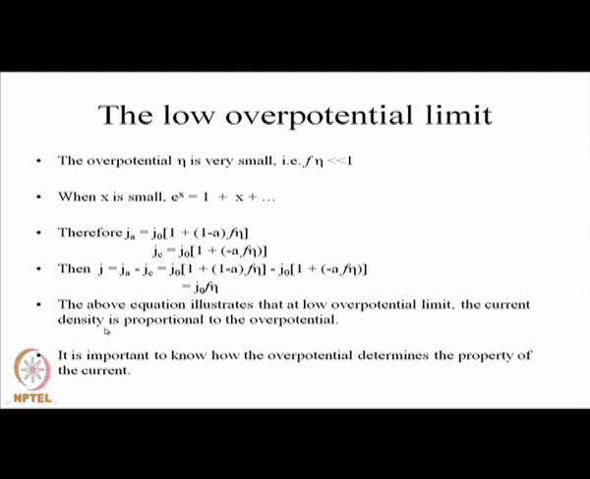So the above equation is a linear relationship, and therefore J is proportional to eta. This equation illustrates that at the lower potential limit, when the overpotential is very small, the current density is proportional to the overpotential. This is very important, that under the lower potential limit we get this expression. Of course, this approximation is valid only when eta is very small. It is also important to know how overpotential determines the property of the current.